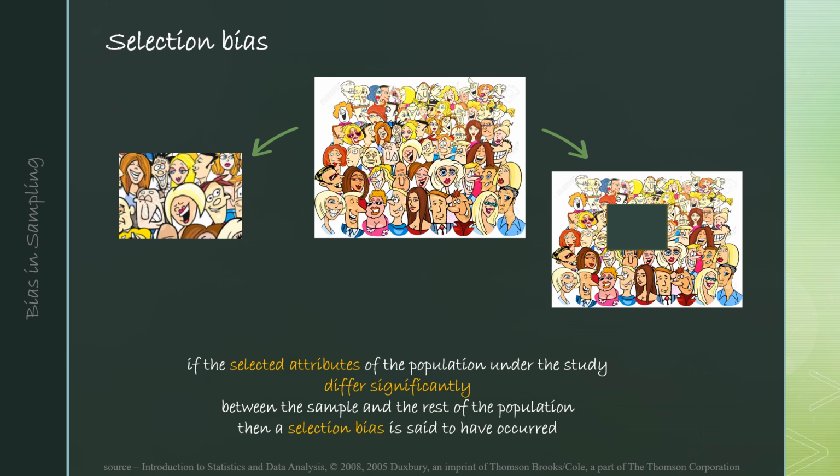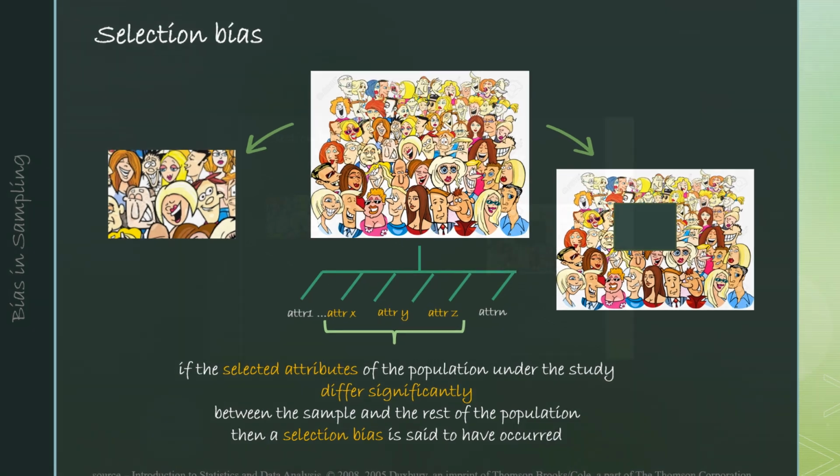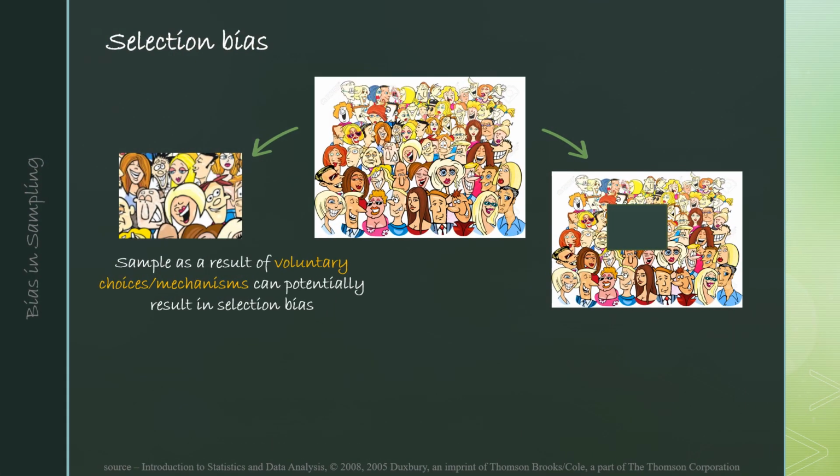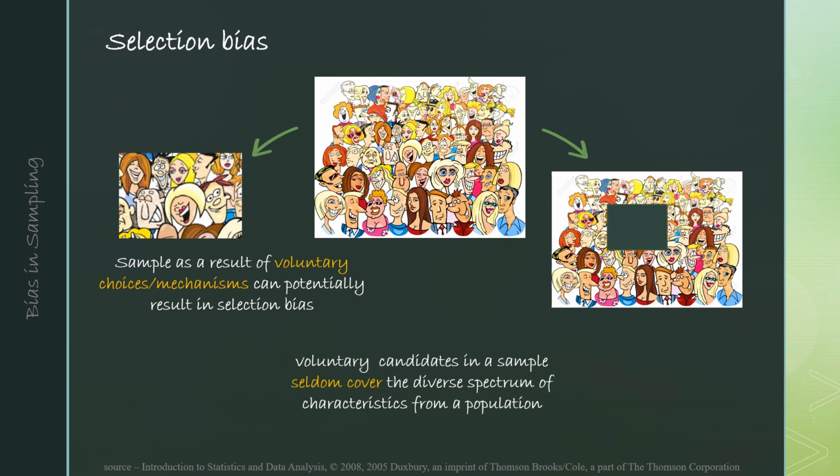Additionally and importantly, if the selected attributes of the population under the study differ significantly between the sample and the rest of the population, then a selection bias is said to have occurred. Sample as a result of voluntary choices or mechanisms can potentially result in selection bias. Voluntary candidates in a sample seldom cover the diverse spectrum of characteristics from a population.